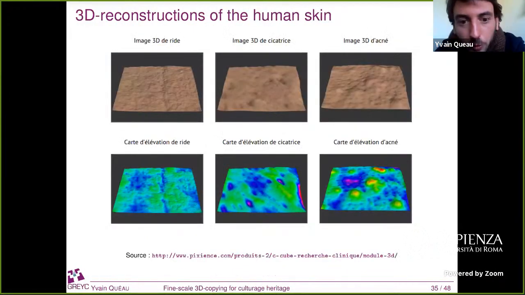Some other examples: it works for coins, and it works here for skin. This was part of a technology transfer project with a company making tools for dermatologists. Here they are measuring wrinkles, scars, acne and such.